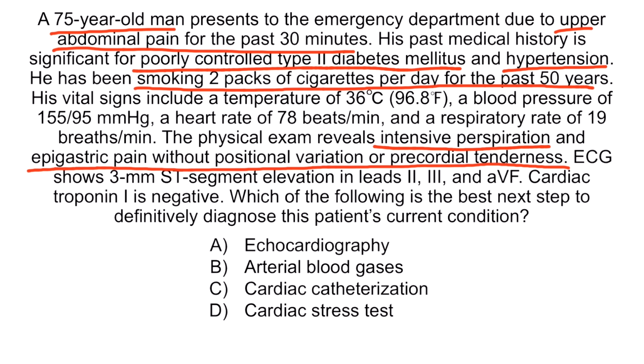ECG shows 3 mm ST segment elevation in leads 2, 3, and aVF. These findings indicate an acute inferior STEMI due to right coronary artery thrombosis. However, cardiac troponin I is negative.